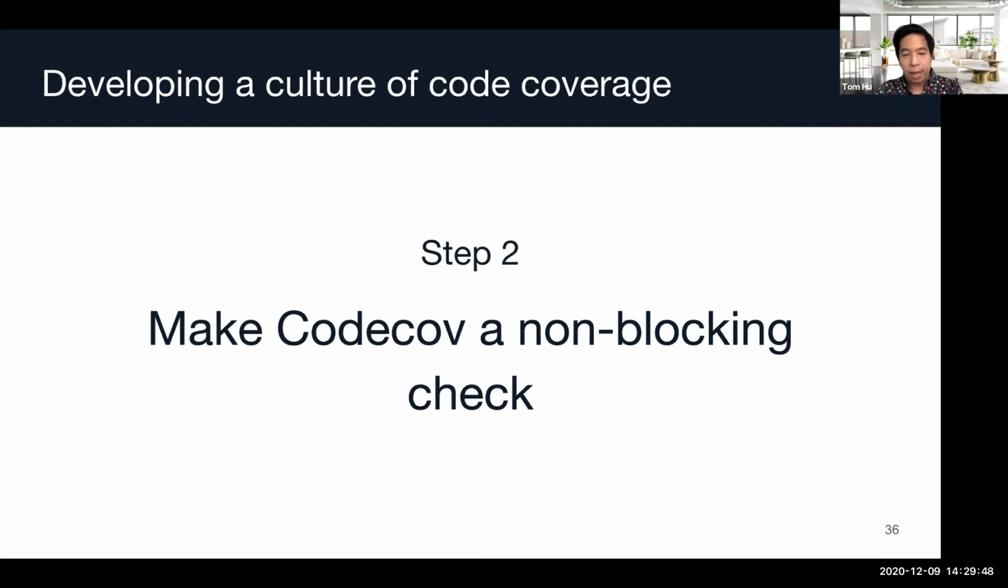Now, you'll remember the demo that Codecov offers status checks on your PRs. So we recommend making these non-blocking checks. Now, this is to ensure that developers get used to seeing coverage on their PRs. They also get used to seeing the comment on their PRs and can understand what coverage looks like at that time. And you can do this by going to the configuration for Codecov and making status checks informational only.